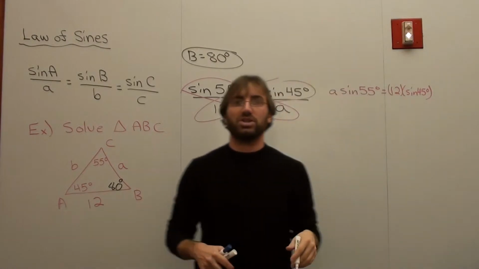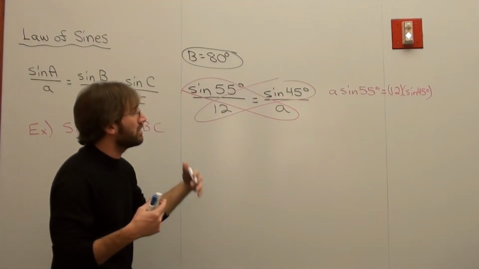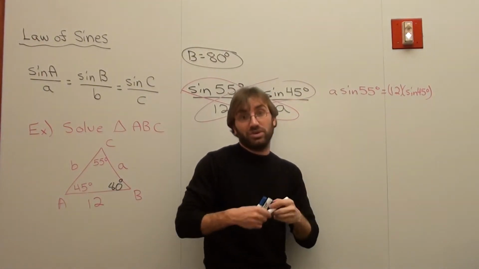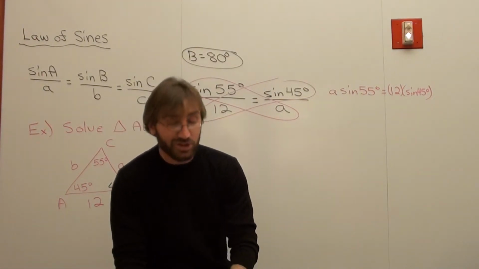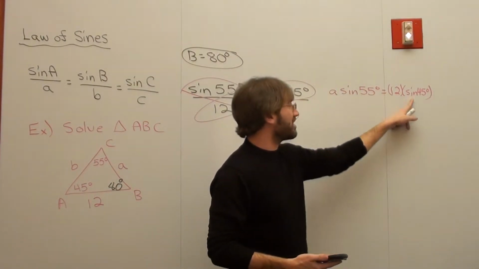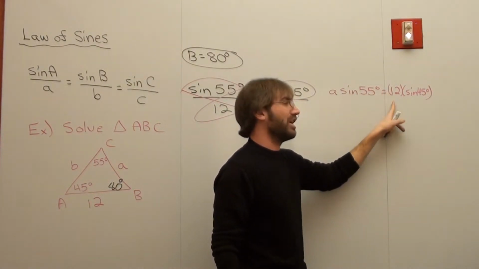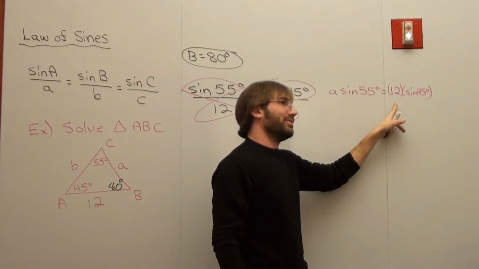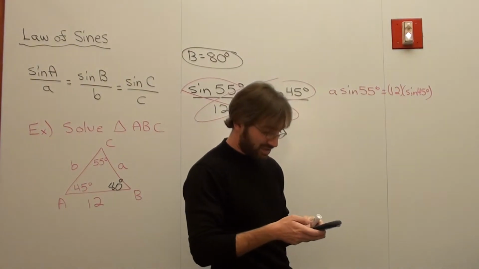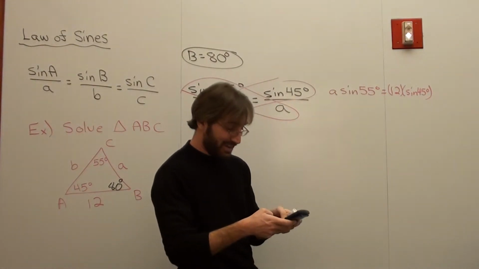Now students ask the question, does it matter if I put sine of 45 before times 12? No, it doesn't. Just make sure you do it completely right. So I use my calculator to figure out what I have to do. I know the sine of 45 actually. It's root 2 over 2 times 12, which is 6 root 2. I don't know what that is off the top of my head, so I'm going to go ahead and plug in the sine of 45 degrees.